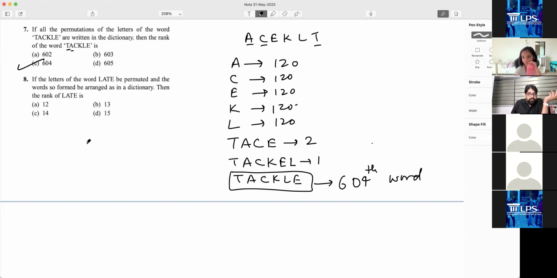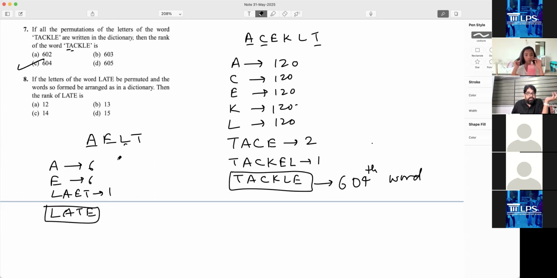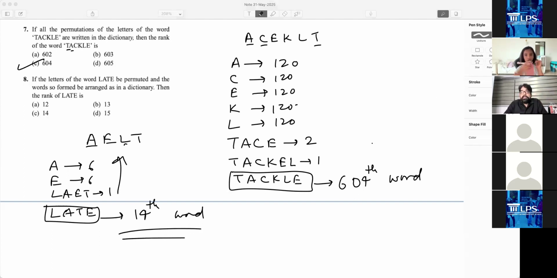So let's first write all the letters in alphabetic order: A, then E, then L, then T. Starting with A, 6 words. Starting with E, 6 words. Starting with L, I will not count. After L, A will come. After L and A, E will come, so that is not there. After ET, that is not there. One word. Then L, A, T, E. That is my word. So before that, how many are there? 13 words are there. So this is the 14th word. That means the rank will be 14th. Does that make sense?